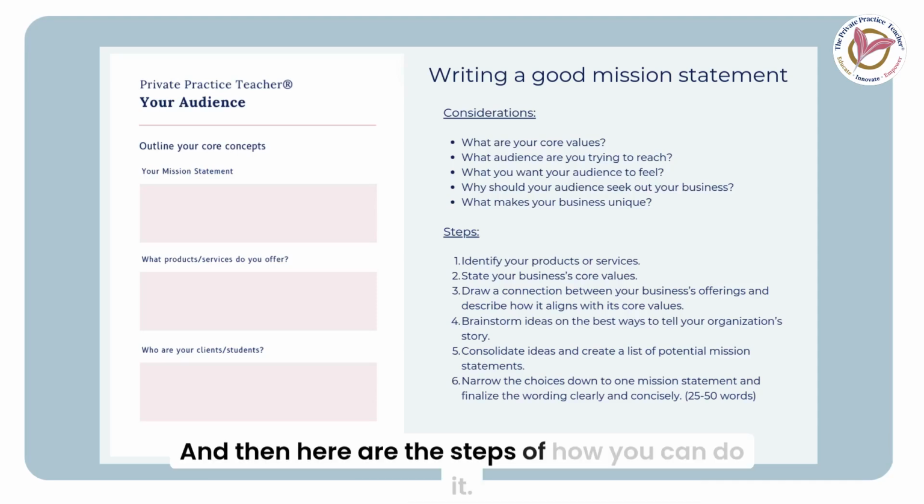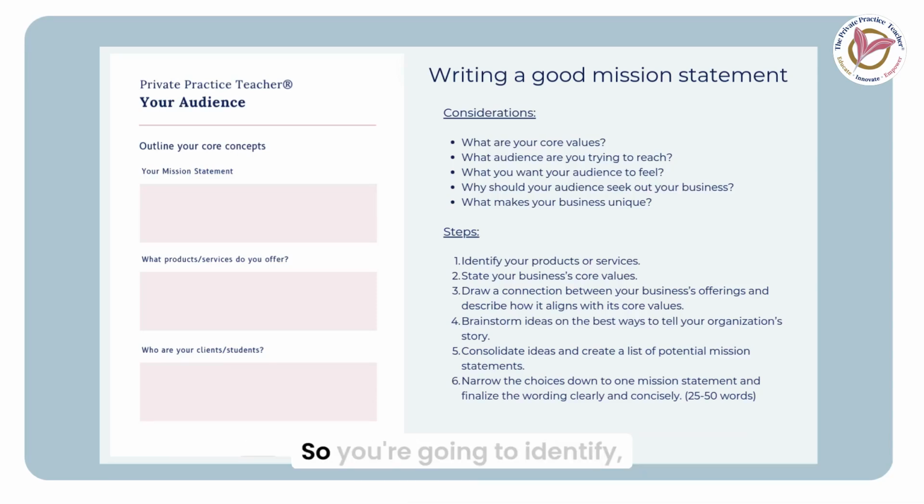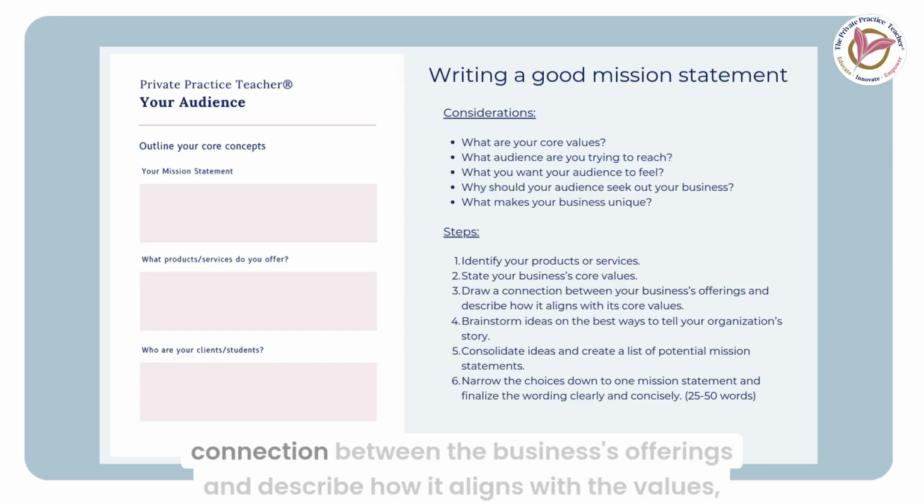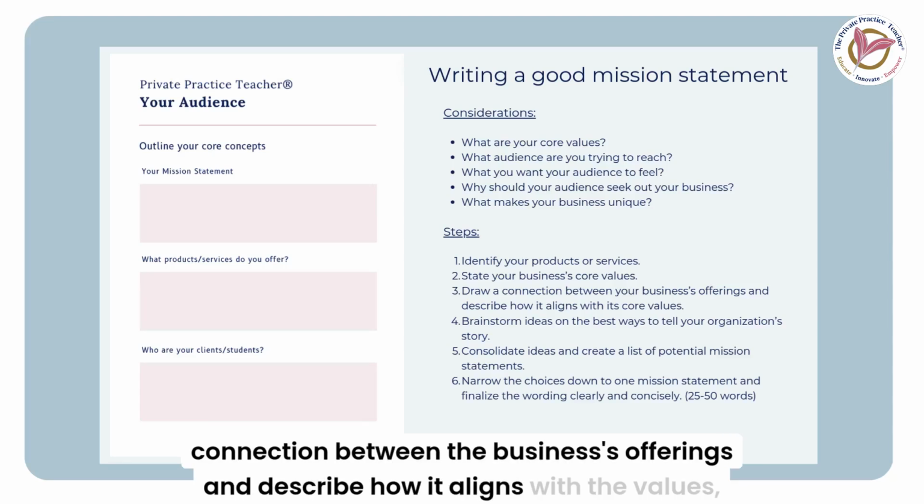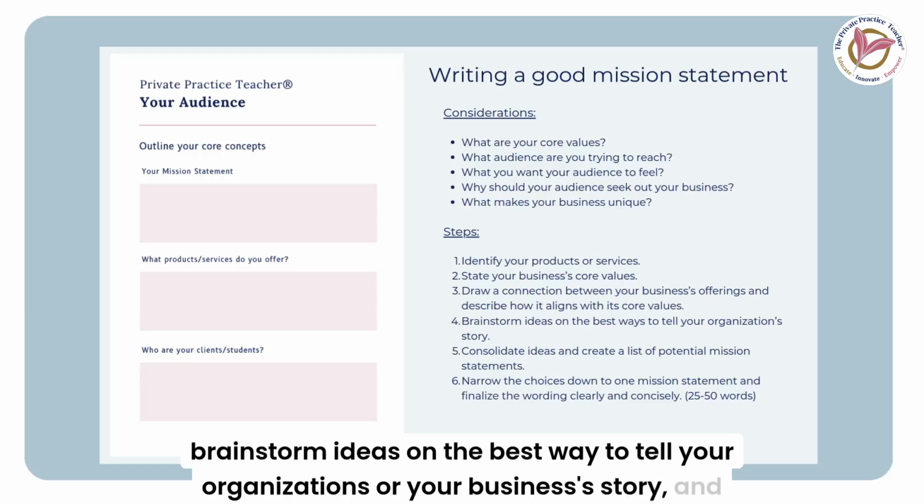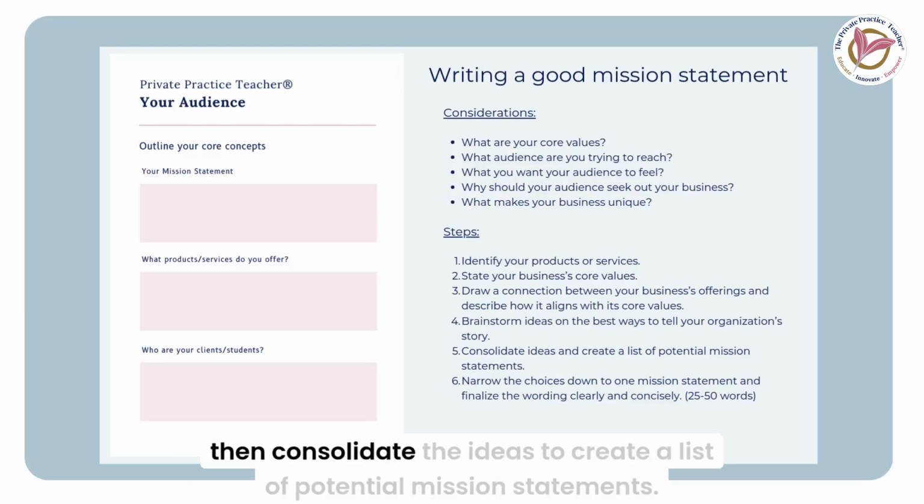And then here are the steps of how you can do it. So you're going to identify your products or services. You're going to state your business's core values, draw a connection between the business's offerings, and describe how it aligns with the values. Brainstorm ideas on the best way to tell your organization's or your business's story. And then consolidate the ideas to create a list of potential mission statements.